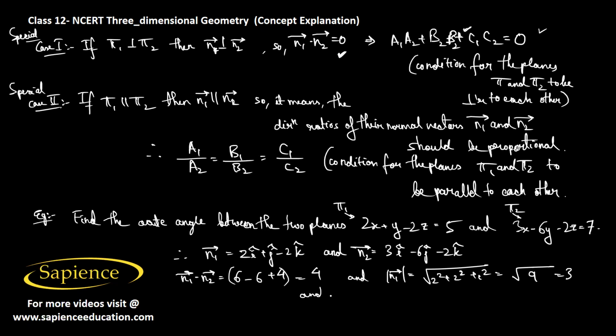And the magnitude of n2 vector would be equal to square root of 3 square plus 6 square plus 2 square, that is square root of 9 plus 36 plus 4, that is 49. Square root of 49 is 7.